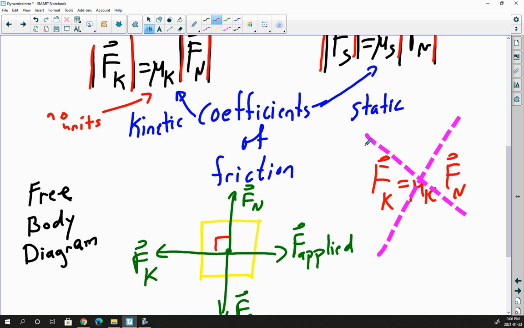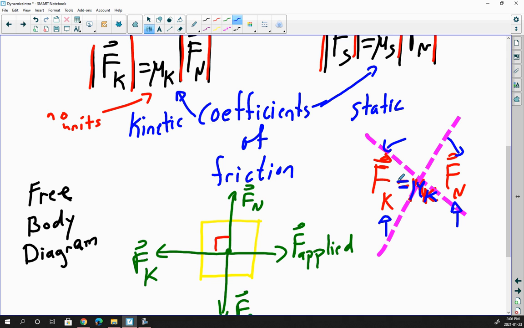You can't write it like this. It's wrong to say the force of kinetic friction is equal to the coefficient of kinetic friction multiplied by the normal force. That is wrong. It has to have the magnitude signs. It cannot be a vector equation. If you take a look at this equation, you're telling me that the vector on this side is equal to the vector on this side, multiplied by a unitless number. Well, vectors have direction. The only place I'm getting direction here is the normal force, and on the other side, the force of kinetic friction.